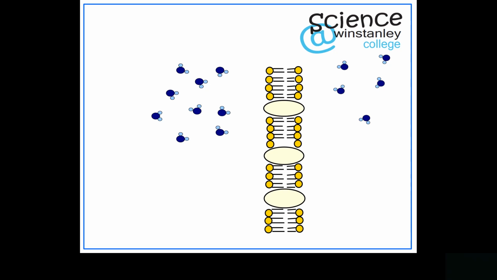So osmosis, what we have here is a membrane down the center of the page with phospholipids and either channel or carrier proteins in the membrane. Some of the other components like glycoproteins, glycolipids have been removed just to make it a little bit easier to understand. On the left-hand side of the page, I've got lots of water molecules. And on the right-hand side of the page, I've got fewer water molecules.